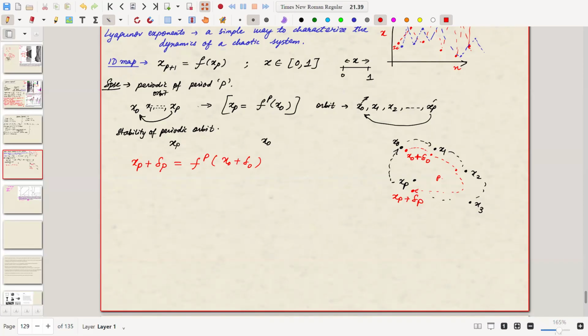Now this is a bit mathematical, so I'm not sure if many of you get it, but I'll try my best. So you have understood this xp plus delta p. We can use a Taylor expansion for this. How can we use the Taylor expansion? Can you give me an idea? So this will look like f^p at x naught plus dou f^p by dou x.